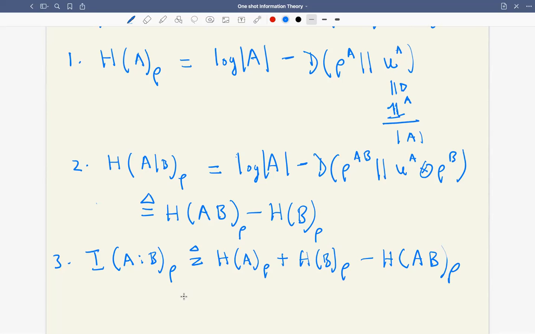And the theorem is, so you can guess. Tell me what it will be. Rho A cross rho B. Yeah, so it is the tensor product of the marginals. So now let us prove it.